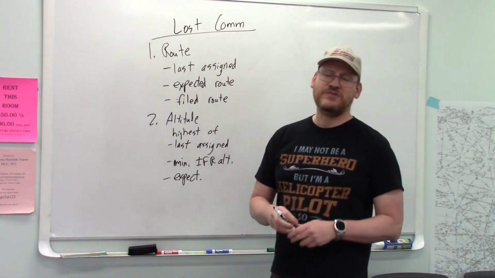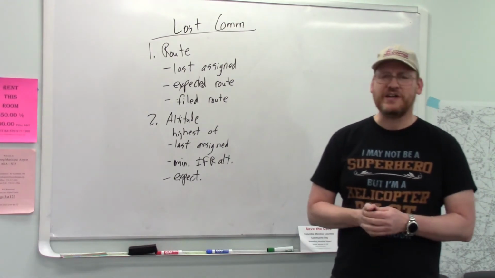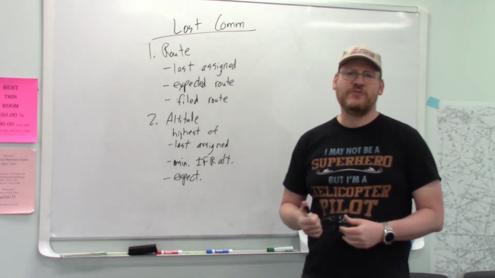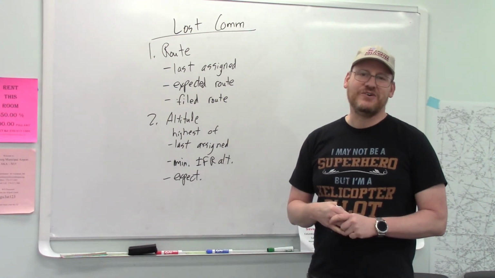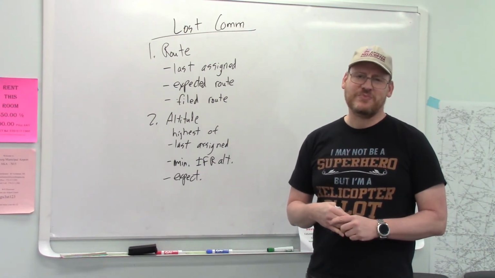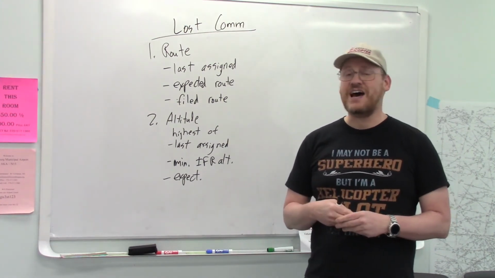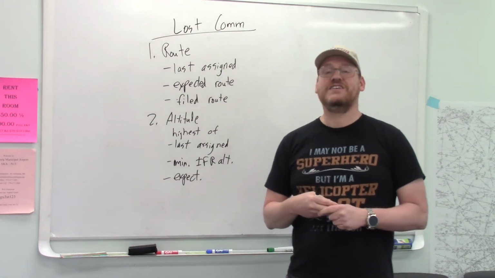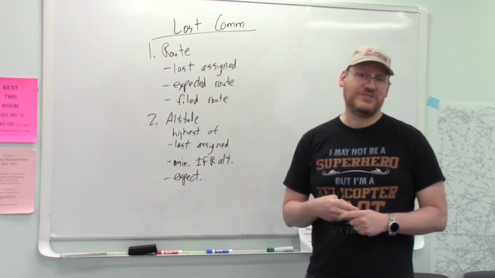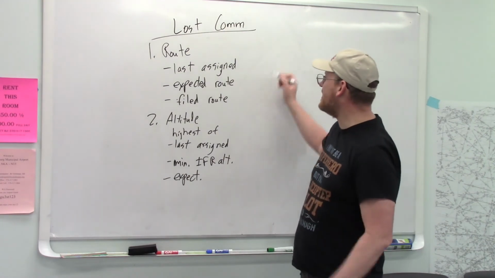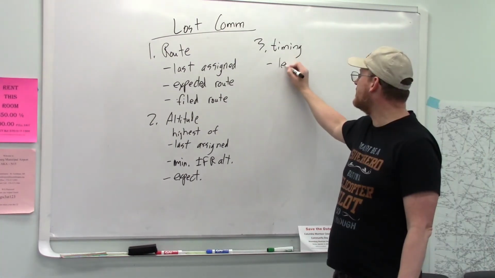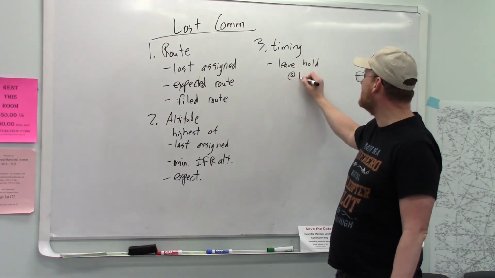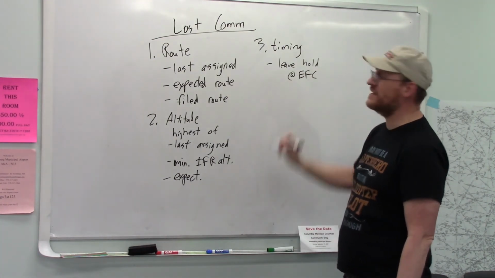So back to, before we said you depart an airport, they say climb and maintain 3,000, expect 6,000. Right? So you're going to keep on going up to 6,000 feet if you lost your comms. And then there's the timing. If you're at a hold, leave the hold at the expect further clearance time.